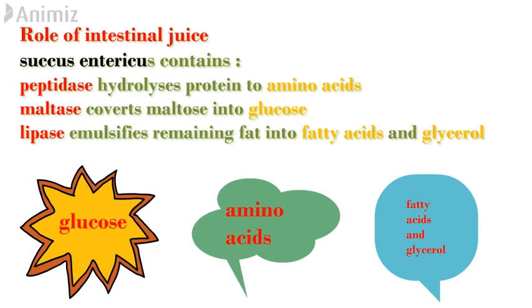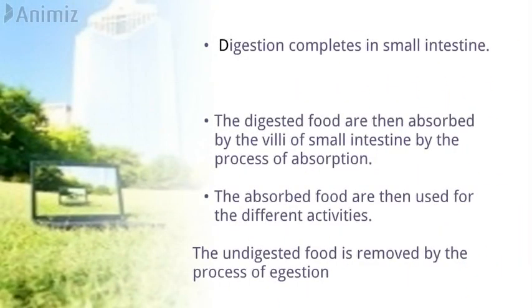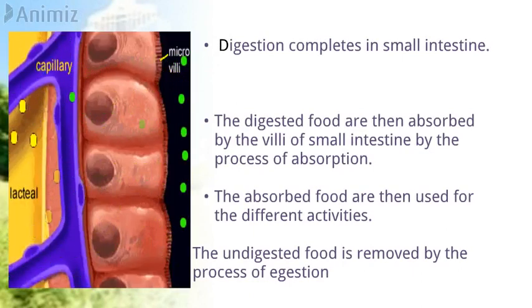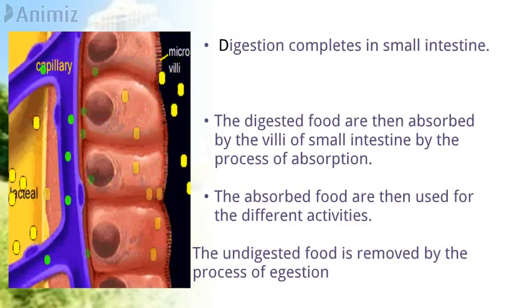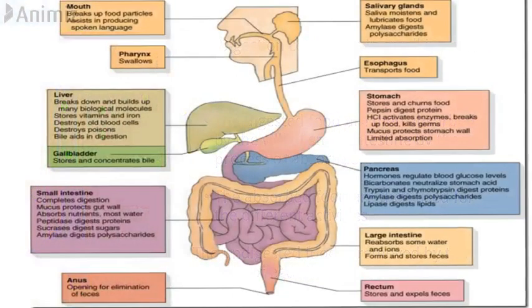Glucose, amino acids, and fatty acids are the simplest form of food that is easily absorbed by the body. It is done with the help of finger-like projections present in the wall of the small intestine known as villi. Once it is absorbed, it is utilized by the body to perform the different functions. This process is known as assimilation. Here you can see the summary of human digestion.